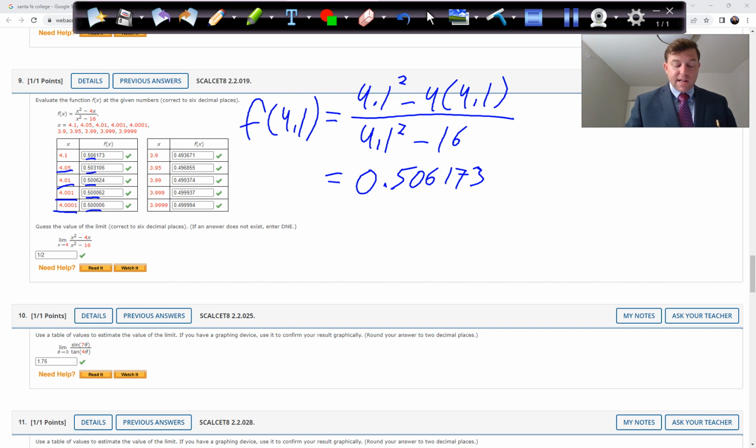Then they say, okay, that's from the right. The numbers are bigger than 4. Now let's make the numbers smaller than 4. And you get 0.49, 0.496, 0.499, 0.4999, and 0.49999. Those are all approaching 1/2, 0.5. So yes, these numbers are cumbersome to get, but hopefully you'll get fast with it with your calculator. It's not the worst thing in the world to sit down and do that. So that's how you do those.